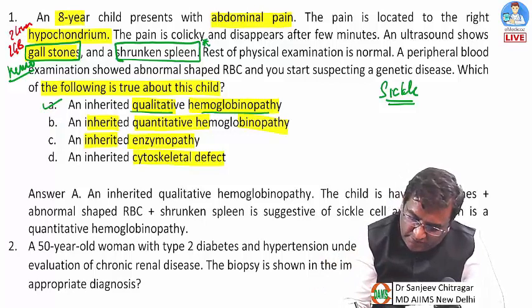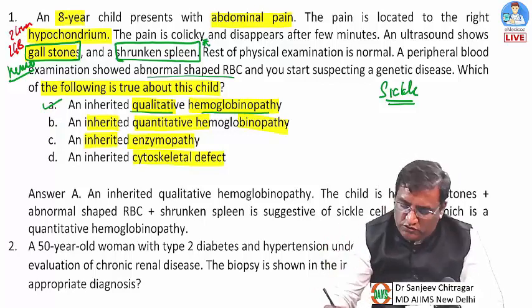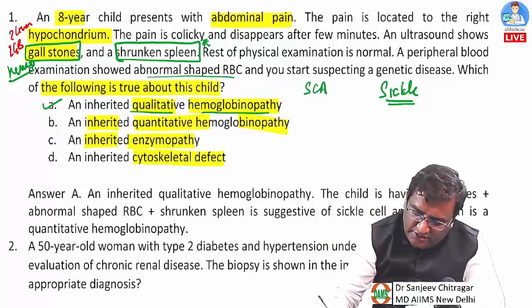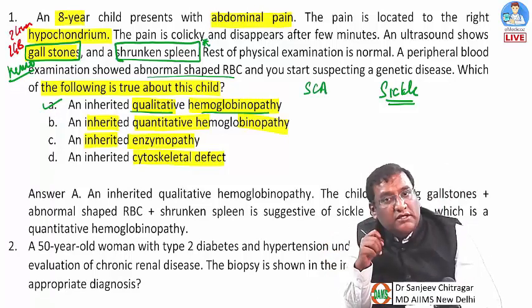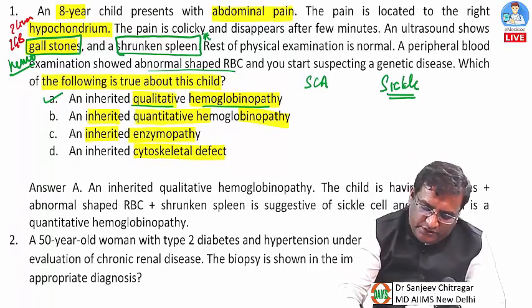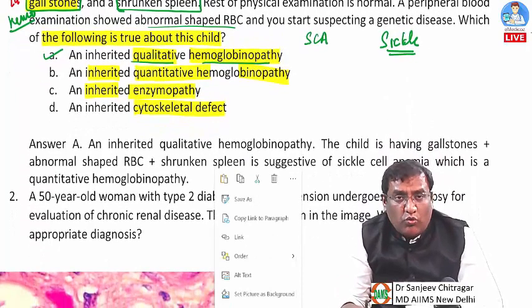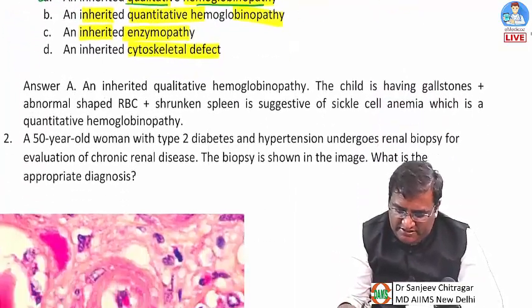Peripheral smear shows abnormal shaped RBCs. That is all again for sickle. So the diagnosis here is sickle cell anemia, and we are suspecting this is a qualitative hemoglobinopathy. That is the answer here, right? Yes. So it was an easy question. There were only two keywords, or one keyword I would say, in this.